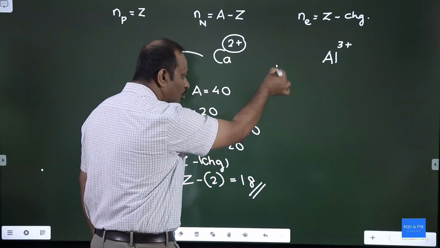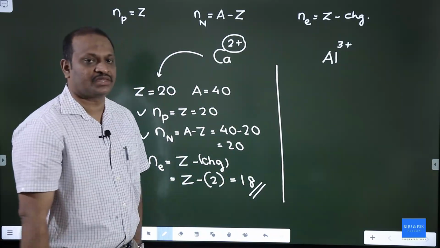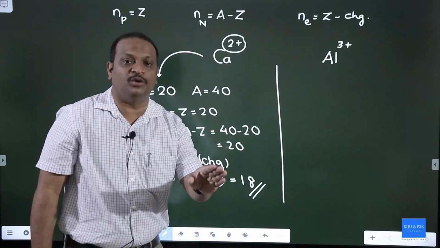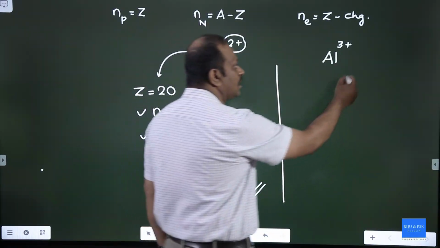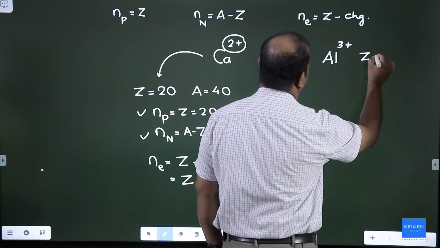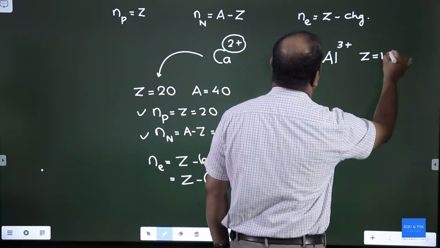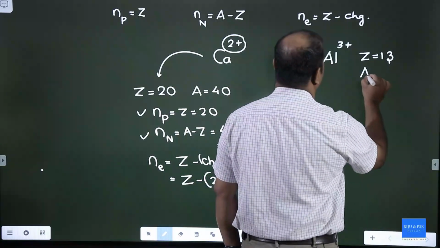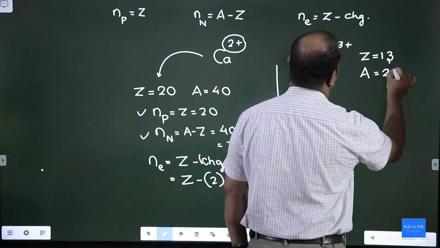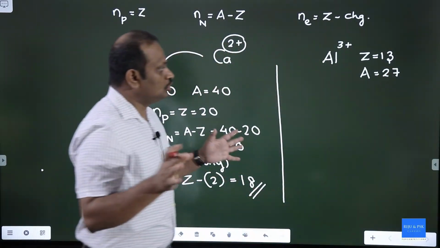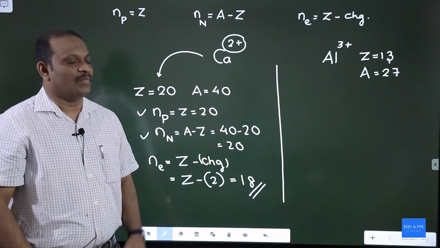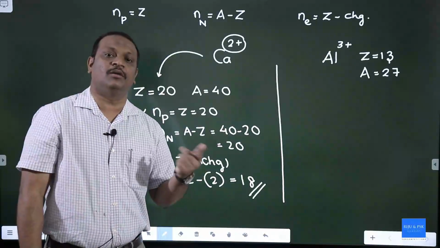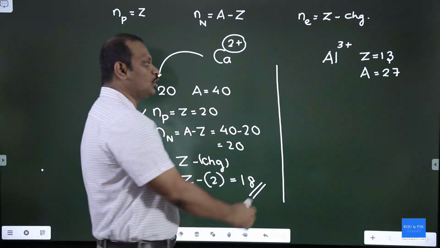Similarly, whenever you go ahead with aluminum 3+, you know the atomic number of aluminum and the mass number of aluminum. Try to understand, atomic number Z for aluminum is 13. And its mass number is 27. So Z equals 13 and mass number equals 27. The question is again the same: number of protons, number of neutrons, number of electrons. So what to do there?